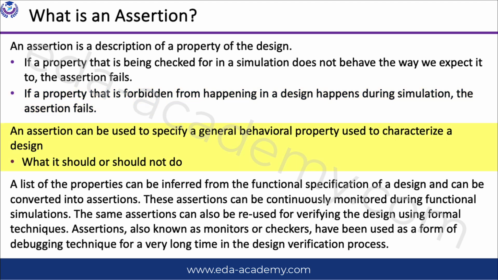Assertions are primarily used to specify functional properties of a design. These properties describe the general behavioral attributes related to the design features, often indicating what it should or should not do. Based on the functional specifications of the design, relevant behavioral features are extracted. All design features are inferred into a list of properties, and those that need verification are converted into assertions.